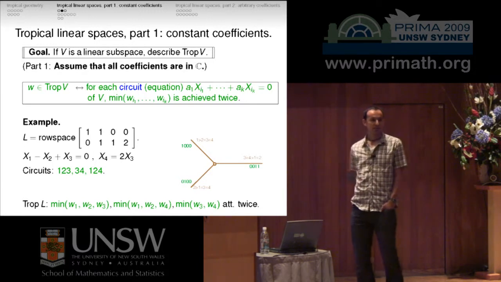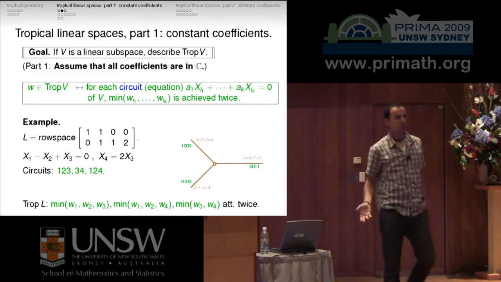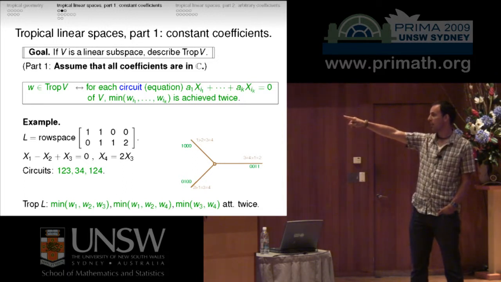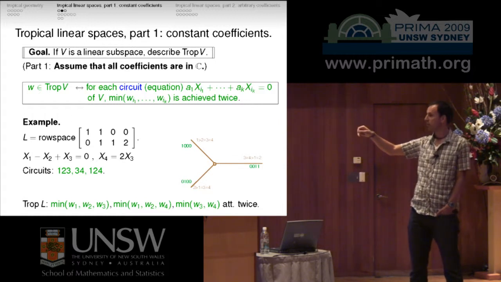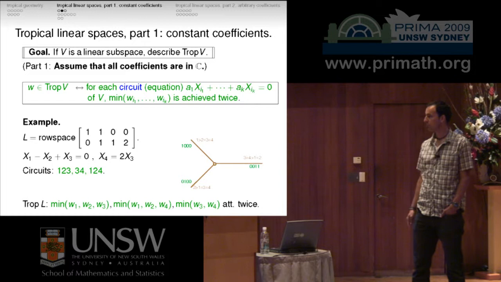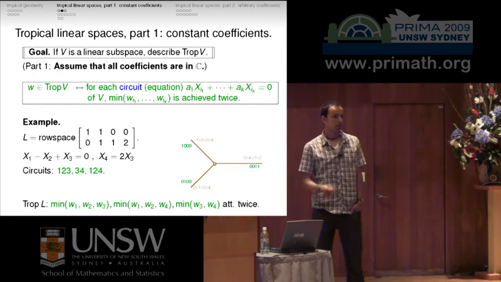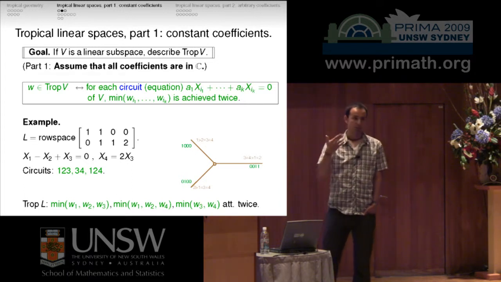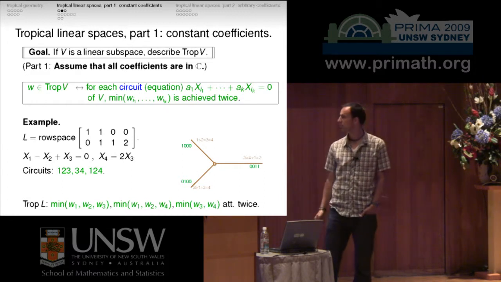So again, just to be very explicit, here's an example. If L is the row space of that matrix, then to tropicalize it, the first thing I do is write out the equations. The equations of that plane are x1 minus x2 plus x3 equals 0, and x4 equals 2x3. And then I'm going to call the support of each equation a circuit. For example, because I have the equation x1 minus x2 plus x3 equals 0, I call 1, 2, 3 a circuit.